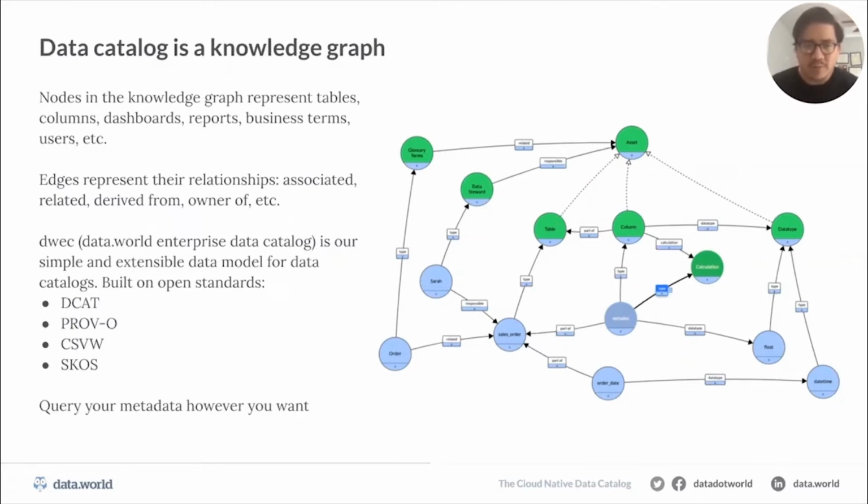And as you can start bringing in all this metadata from multiple sources, it naturally fits into a graph model. And at Data.World, we actually have our own model, which we call DWEC, the Data.World Enterprise Data Catalog model. And this is built on top of all the open data standards. So we're not reinventing the wheel here. We are making use of all the existing open standards, such as DCAT and Bravo and so forth. Now, what makes this even more interesting is that once your metadata is represented as a knowledge graph, you can actually go query it. So you can go query and start asking any types of questions on top of all the metadata you want.